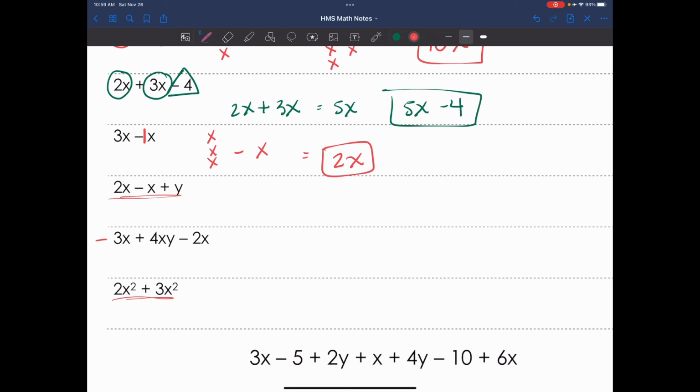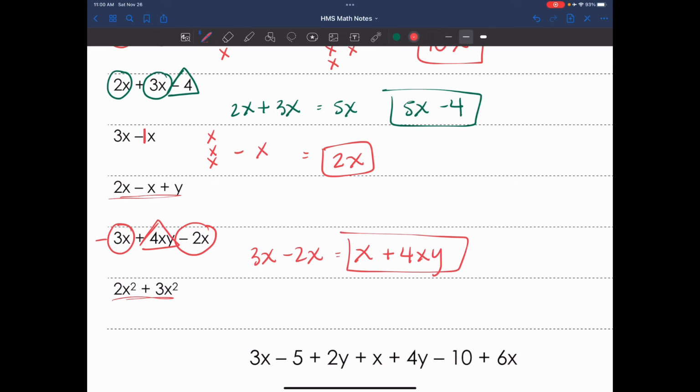So 3x plus 4xy minus 2x. I see that this 3x and the negative 2x have the same variable and same exponent, but that 4xy is different, so I cannot combine it. So 3x minus 2x, I know that equals 1x. And then I'm just going to put that 4xy at the end because I can't combine it with anything. It is what it is.